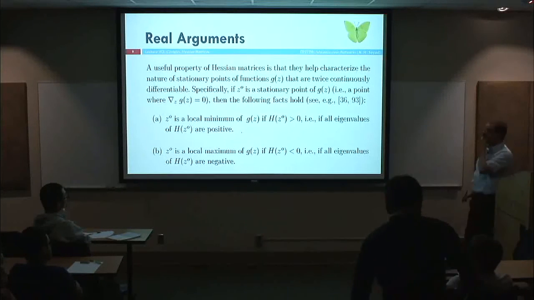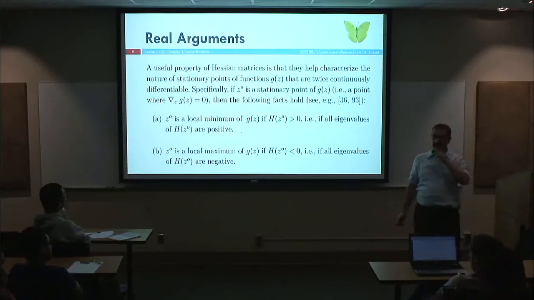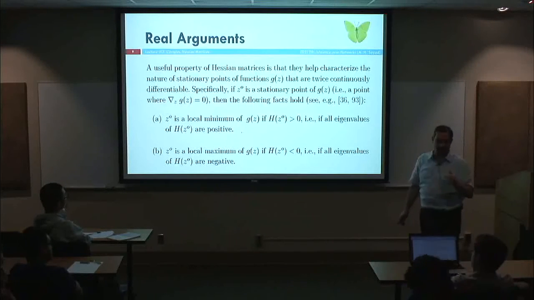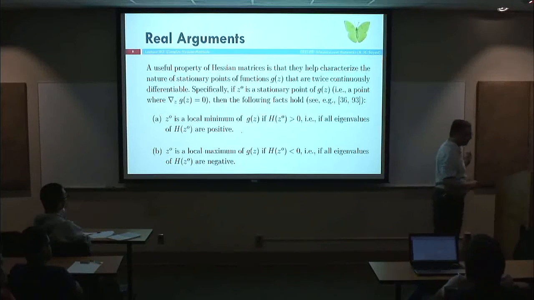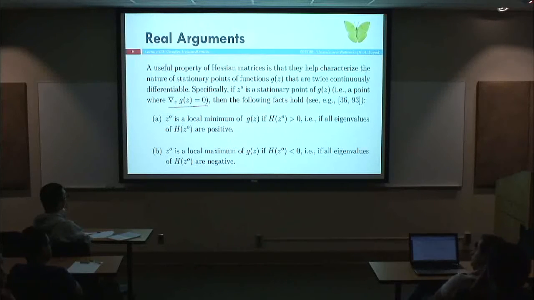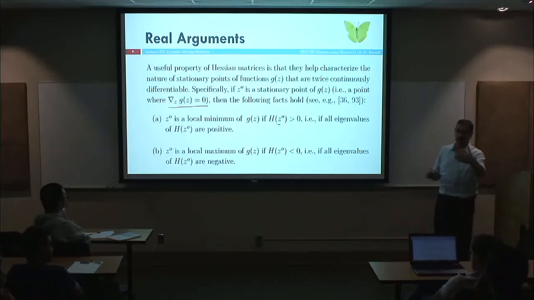So why are Hessian matrices useful? Because once you find a stationary point, how do we find a stationary point? You find a point Z where the gradient vector is 0, right? That's how we define stationary points. Find a point where the gradient vector is 0. Let's call it Z0. How do I tell whether that point is a minimum or a maximum, or a local minimum or a local maximum?